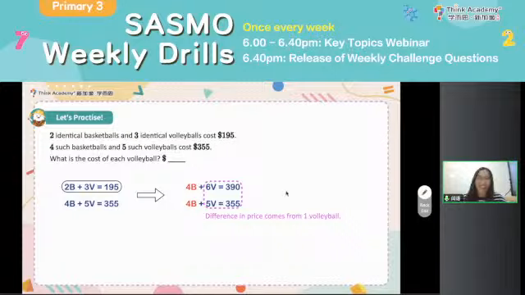Good job, Charlene. Yes. So you will see that for 1 volleyball, that is 390 minus 355, which is $35. Excellent. Okay, so this is the answer. For this type, actually it is more advanced because you cannot cross out the same part directly. You must think about it. How can we find the same part, right? Maybe you need to do something with the equation to multiply by the same number. Any question now? Is it still very hard? Should be okay, right? Okay.